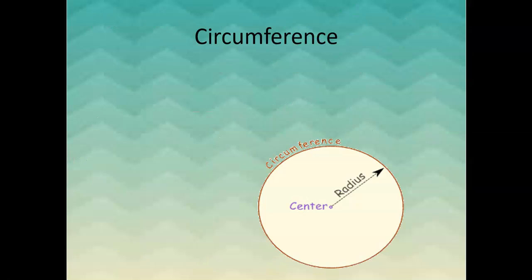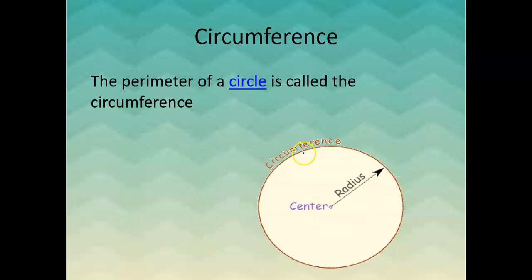Now let's talk about perimeter and area of some non-polygon shapes and look at a circle here. Now, for circles, we've got some other vocabulary that we need to know. The perimeter of a circle has its own special name. It's called the circumference. It's the distance around the circle, again, the outside edge of that circle.